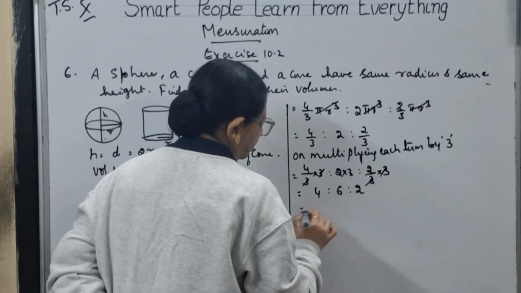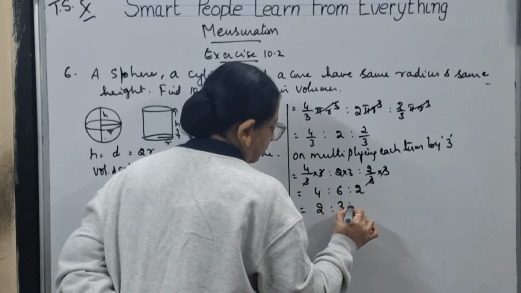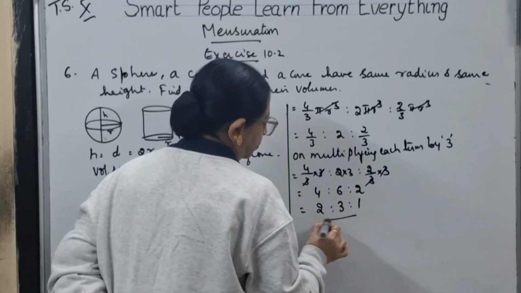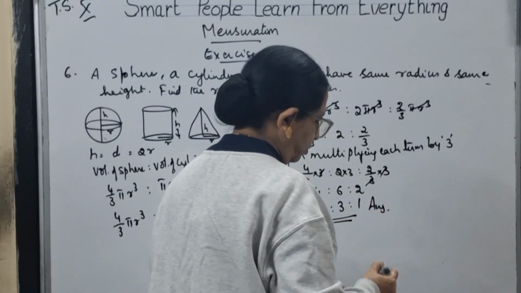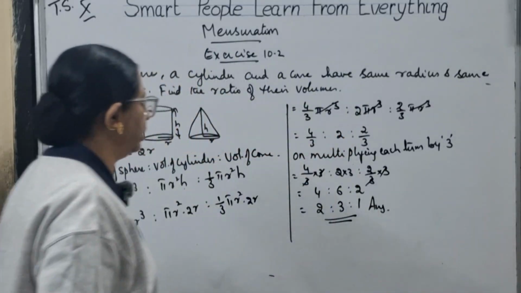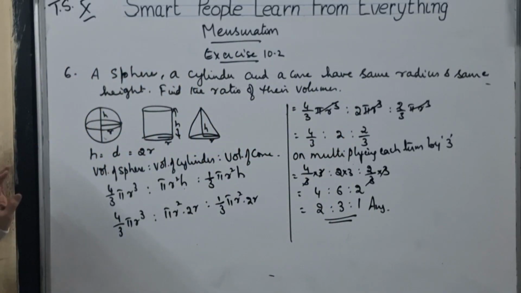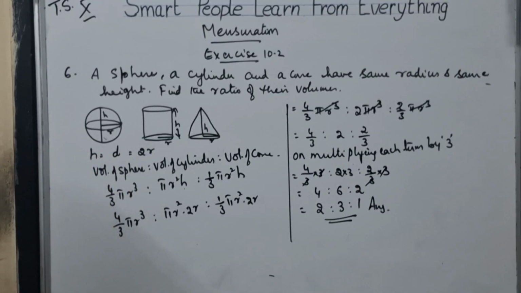This can also be simplified. 2 2's are 4, 2 3's are 6, 2 1's are 2. So 2 is to 3 is to 1 is the answer. The ratio of their volumes are 2 is to 3 is to 1 is the answer, children. It's a very simple one. Only this clause, if you know, you can do this very well. Note it down. This is sixth one.